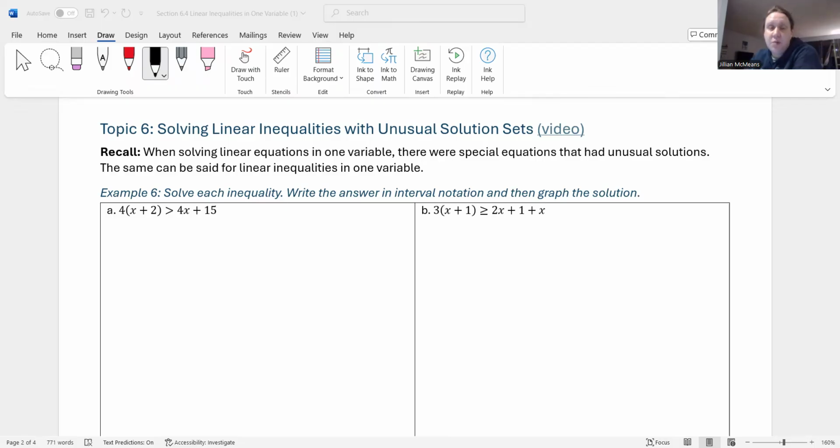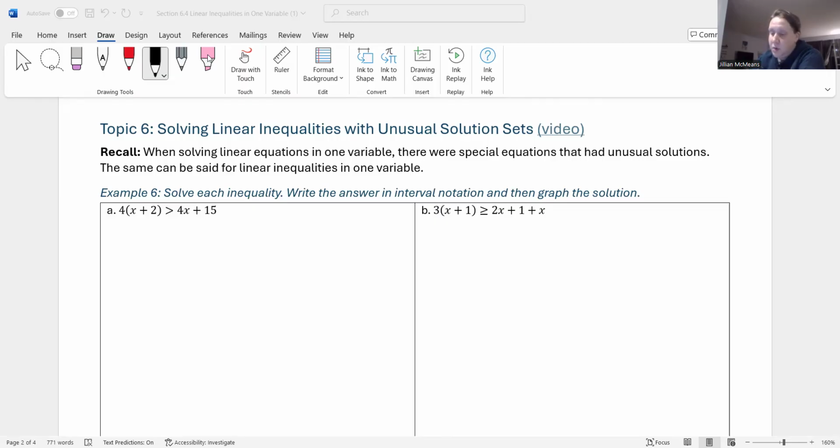All right, for topic 6, we're going to look at solving linear inequalities with unusual solution sets. It's kind of a funny way to word this, but when you're solving linear equations, remember how we had conditional equations, we had contradiction equations, and we had identity equations. Conditional equations were kind of like the typical equation that had just a single solution. Contradictions were the equations that had no solution. And then identities were the equation where x could be all real numbers. We have a similar situation that can arise with inequalities, okay?